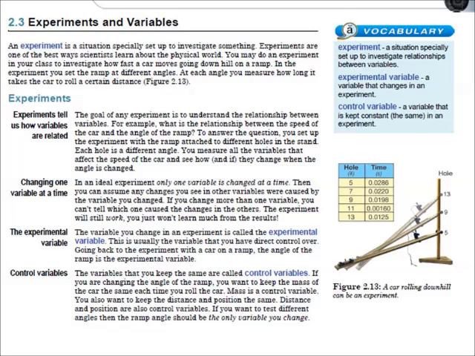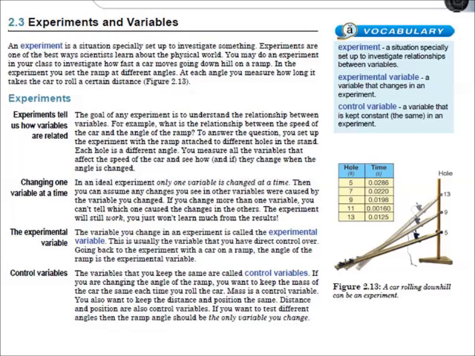The variable you change in an experiment is called the experimental variable. This is usually the variable that you have direct control over. Going back to the experiment with the car on a ramp, the angle of the ramp is the experimental variable. The variables that you keep an eye on and keep the same are called control variables. If you are changing the angle of the ramp, you want to keep the mass of the car the same each time you roll the car.